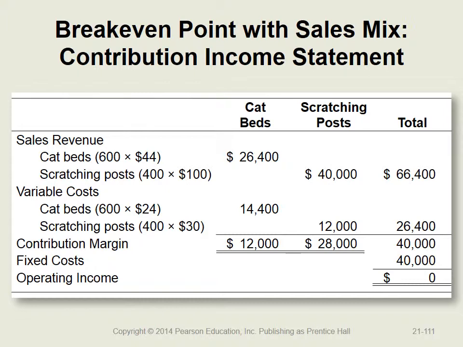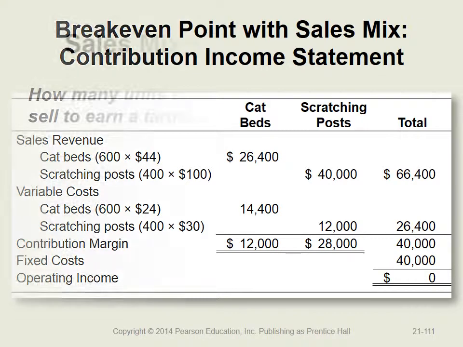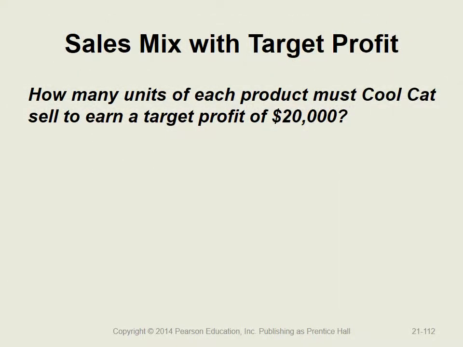We can prove this break-even point by preparing a contribution margin income statement. If the sales mix changes, then Cool Cat can repeat this analysis using new sales mix information to find the break-even points for each product. In addition to finding the break-even point, Cool Cat can also estimate the sales needed to generate a certain level of operating profit. Suppose Cool Cat would like to earn operating income of $20,000. How many units of each product must Cool Cat now sell?